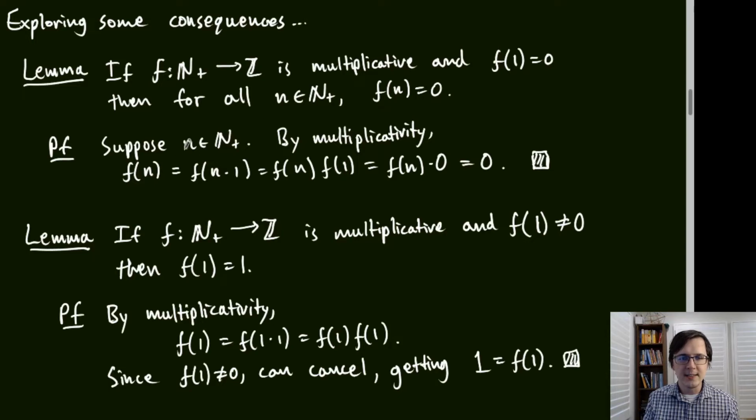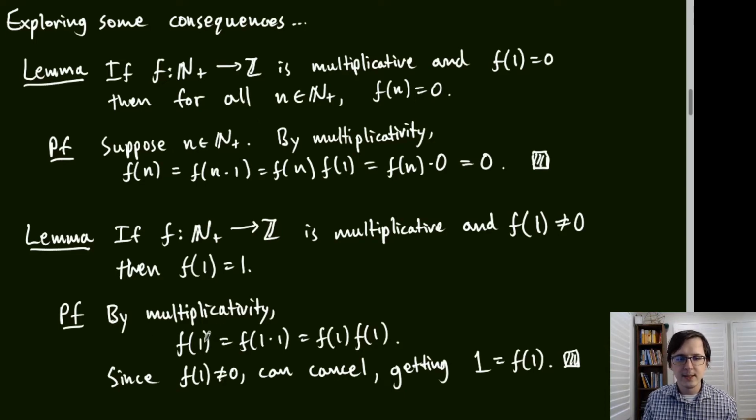So let's look at f of n. Well, certainly that's f of n times 1. And then by multiplicativity, that's f of n times f of 1. And then, since we're assuming f of 1 is 0, we can put 0 in and get 0. So that's what we wanted to show. So these sorts of multiplicative functions aren't so interesting. What if f of 1 is not 0? Then it turns out that f of 1 is 1.